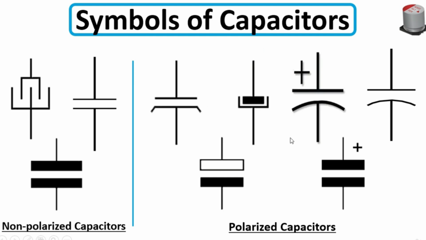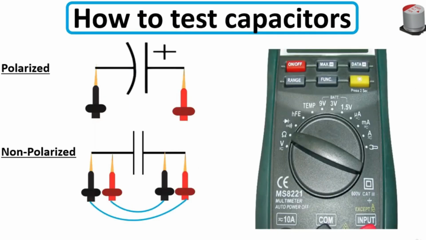But for the polarized capacitor, we usually use these 2 kinds of symbols, this and this. For non-polarized capacitors we have these 3 symbols, but we usually use these symbols, as you can see. This is also a UK symbol, and here this is a US symbol. But we usually use this. As you can see, these 3 symbols don't have the plus and minus sign, because those are non-polarized capacitors.